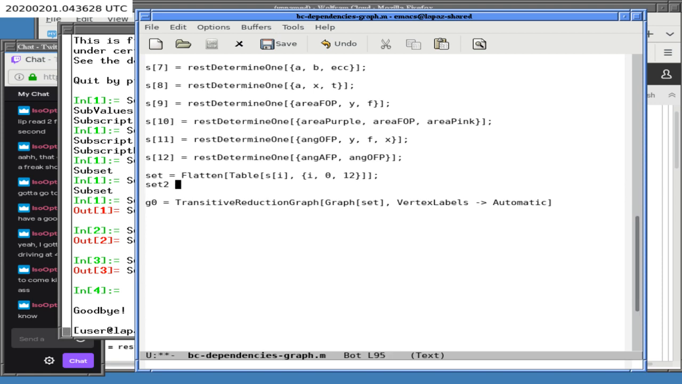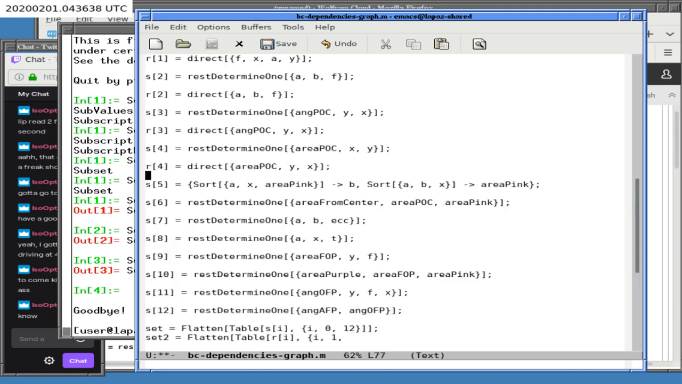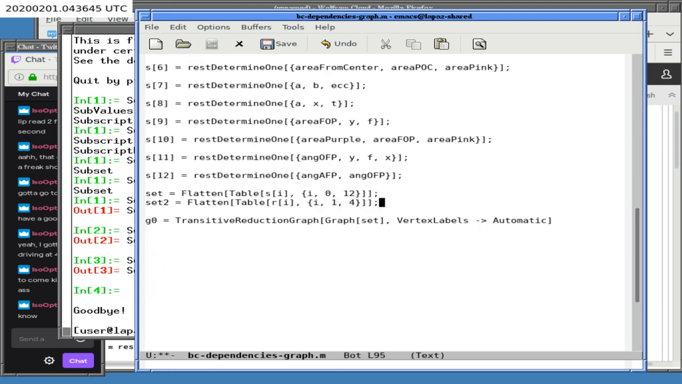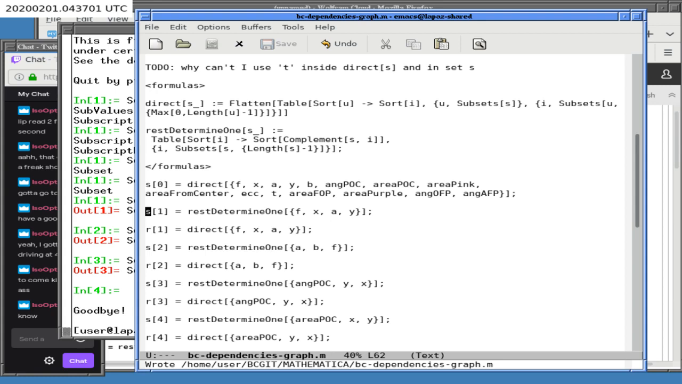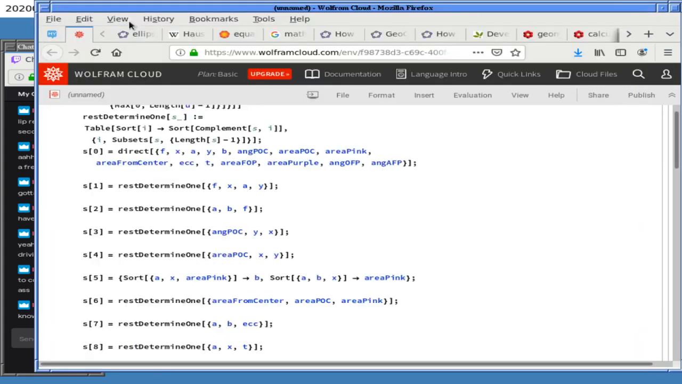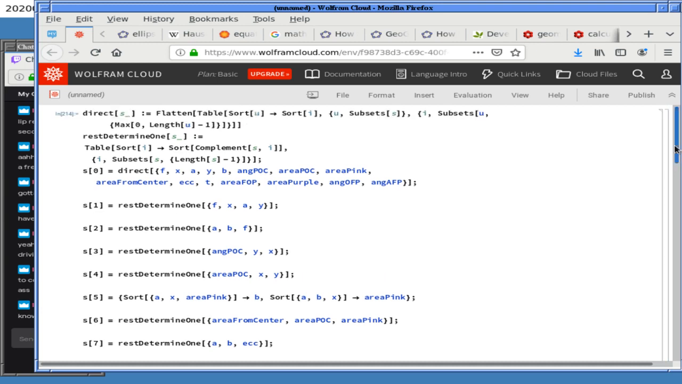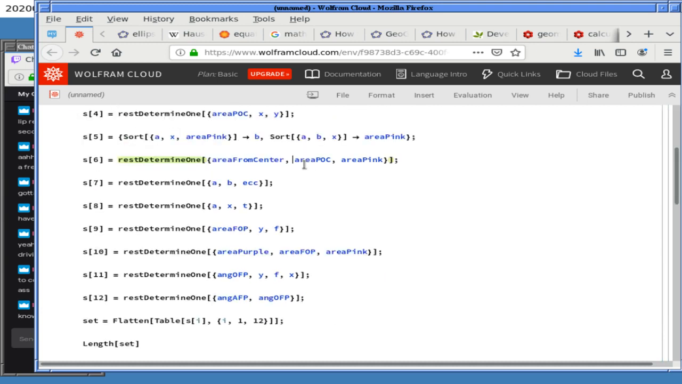So here we're going to have set 2 equals flatten table ri, ri, where I goes from 1, because we're not actually doing an r0, to right now we're going to say 4, and then we're going to say final equals flatten set 2. And then we're going to graph the final. Hopefully that's going to be less obnoxious than what we have now. Certainly the S0 is just killing us. We just can't keep doing that. This is not the greatest interface here.